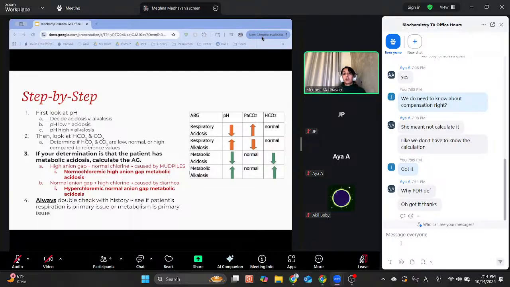Sometimes they're normal in an acid-base disorder, which is because of the compensation. Like they haven't begun compensating yet, creating a change in either their bicarb or CO2. So don't dismiss something right away. Just make sure you're going step by step.